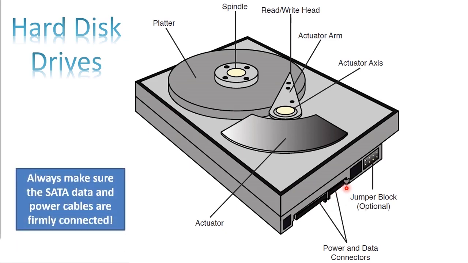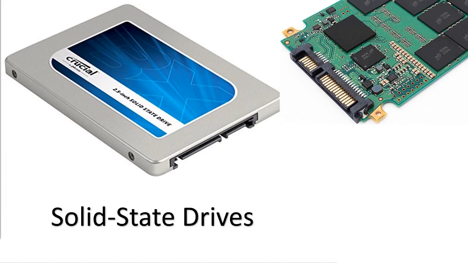Always make sure that the SATA data and power cables are firmly connected. And I show this illustration to kind of push that point home. We have a lot of moving parts here. We have a read-write head, or more than one, and an arm that actually moves across the platter. And the platter spins at 5,400 RPMs, 7,200 RPMs, 10,000 RPMs. So there's moving parts, so there is the chance for failure after a couple years or several years. So that's one of the reasons that solid-state drives were designed.